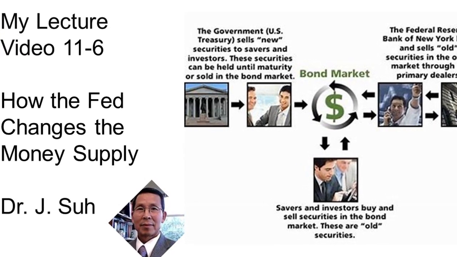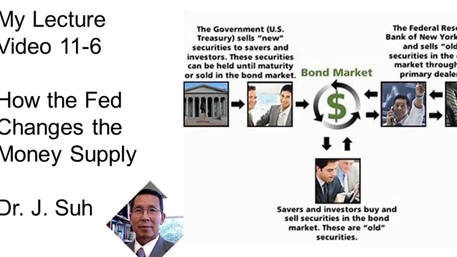We've seen how banks, in their pursuit of profit, create money. Banks make loans so they can earn interest. And when they make loans, they create checking accounts. And checking accounts are part of the money supply.